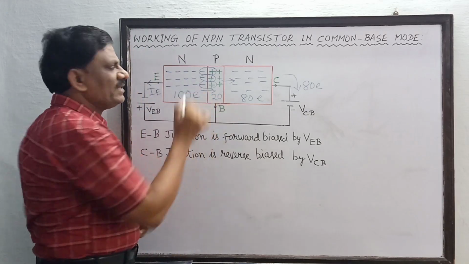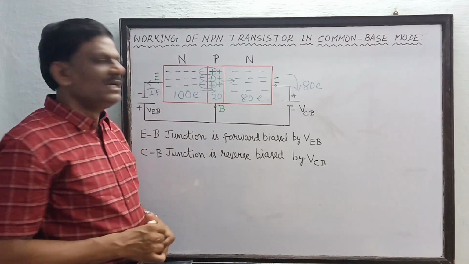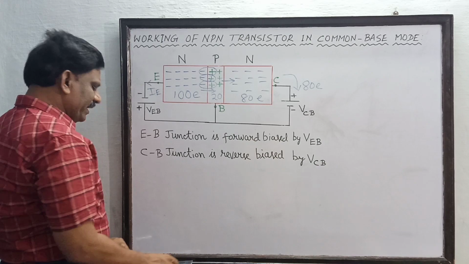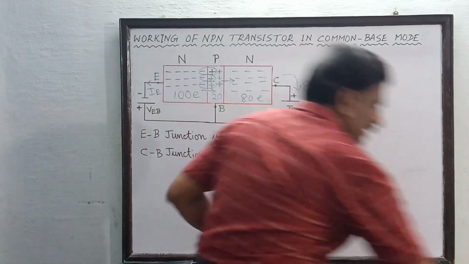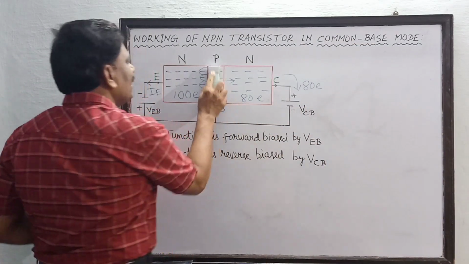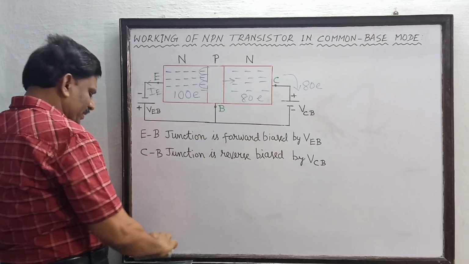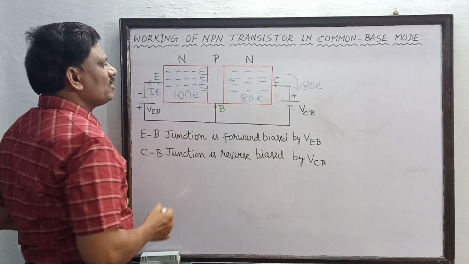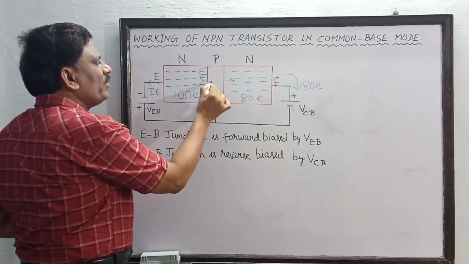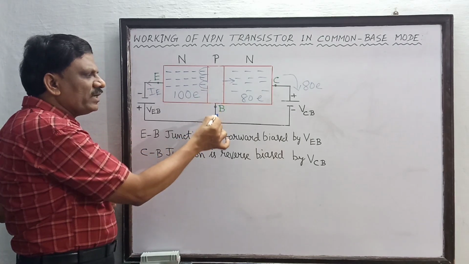Then in the base region, the 20 recombinations are taking place. So 20 recombinations are taking place, and 20 holes disappear, and 20 electrons also disappear. This means that the 20 electrons are flowing outwards.